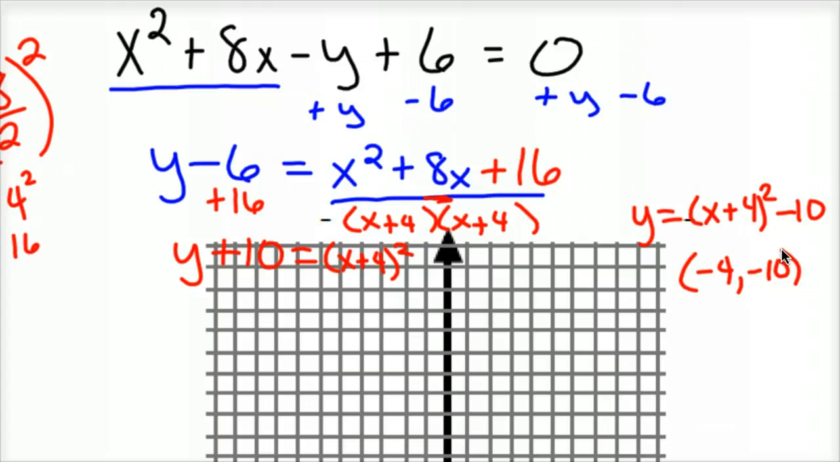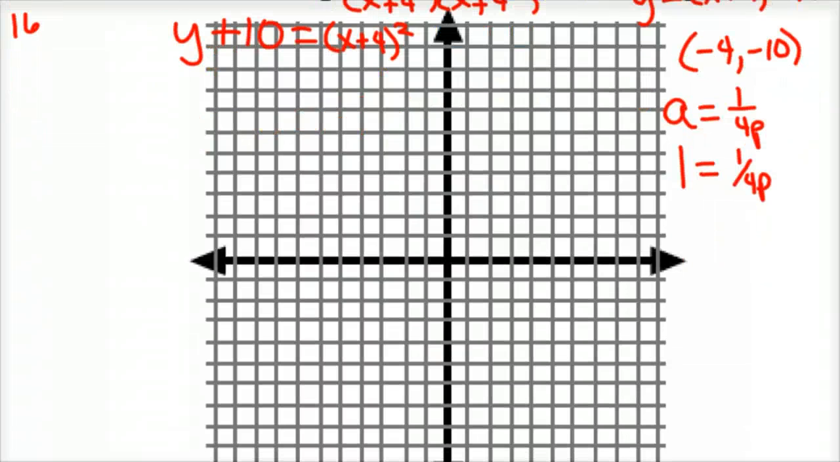My p, since there's no number here in the front, that means there's a 1 there. So a equals 1 over 4p is the equation. So 1 equals 1 over 4p. Well, if you cross multiply that, you'd have 1 over 1 equals 4p, so 4p equals 1. So p would equal 1/4.